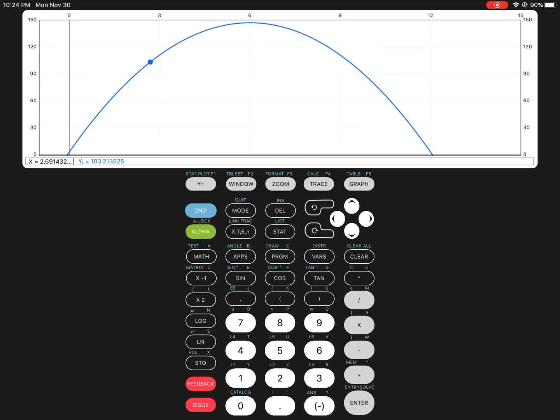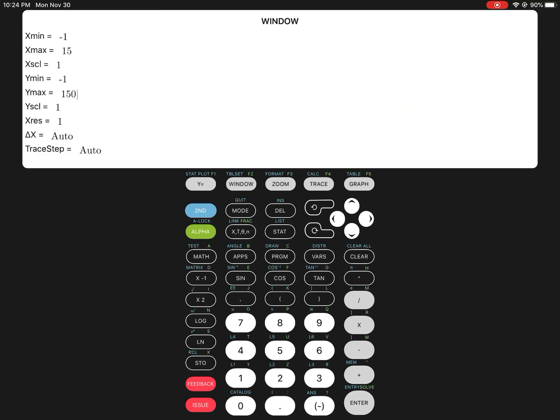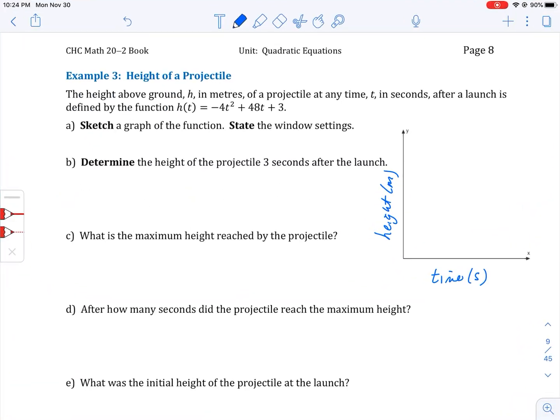So I've made my calculator show the first quadrant. I want to look at my window and be able to identify those. I've got a negative 1, 15, and a negative 1 and 150. So I would write those down. My x would be negative 1, 15, and a 1 scale, and my y would be negative 1, 150, and a y scale. I left my y scale as 1. We could change that to a 10 or something like that if we wanted as well.